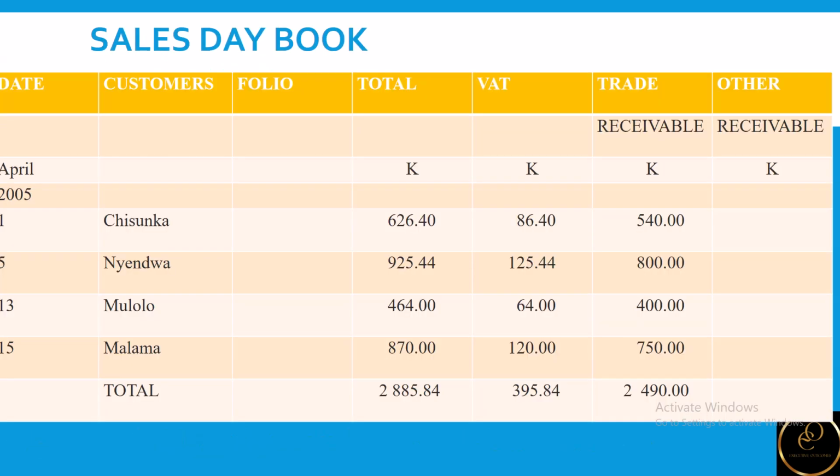Let's look at the next transaction. Now, before we get to the next transaction, I want to explain to you how you actually get the calculation of VAT. Where a discount is involved, as the case is in this Nyendwa transaction, a 2% cash discount is offered. So what you do is, first you knock off the 2% from 800. That will give you an amount net of cash discount.